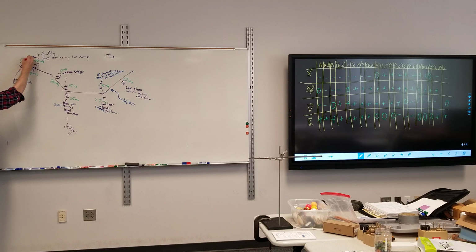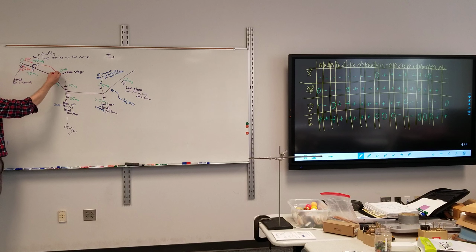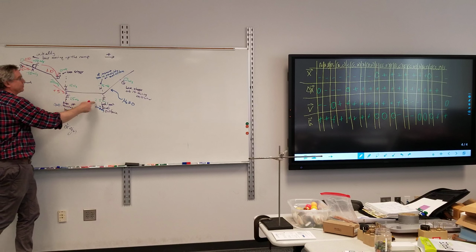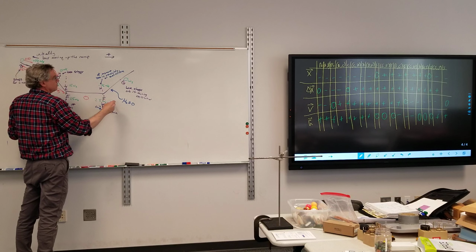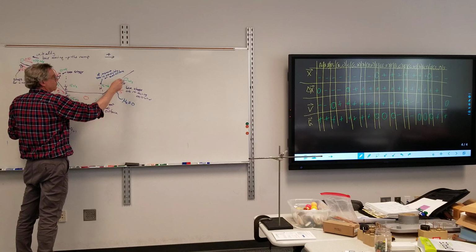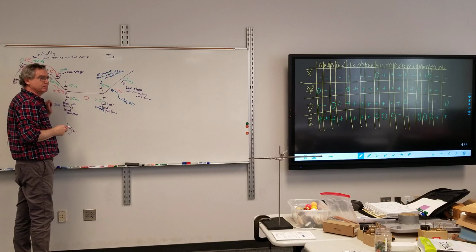Still positive 10. When I go from 10 to 20, I'm there at D. Go from 10 to 20, what's my change? Positive 10 meters per second. From 20 to 25, positive 5. From 25 to 25, 0. From 25 to 0, negative 25. From 0 to negative 15, minus 15.